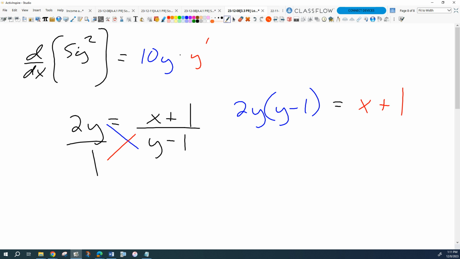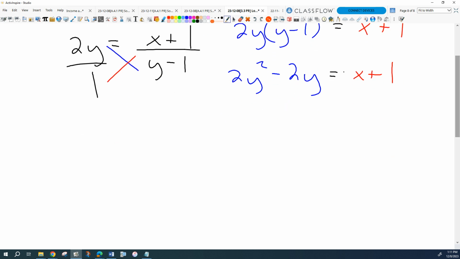Okay? Now what? Do I differentiate now? I haven't even started differentiating. I'm just rewriting this. Okay, but then I've got to do product rule. What should I probably do instead? I want to distribute this so I get a polynomial, right? Wouldn't that be easier? Okay, so if we distribute the 2y, then we're just going to get 2y squared minus 2y equals x plus 1.